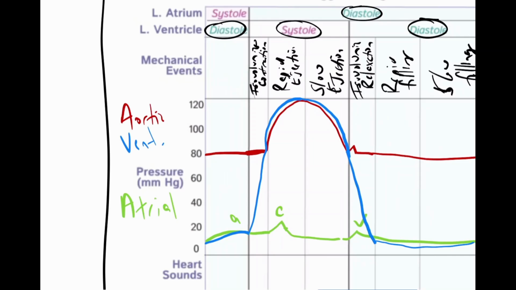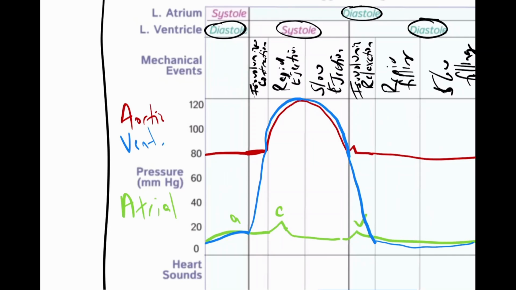So you can see where the ventricles, when they overcome the aortic pressure, the aortic valve opens. When the ventricular pressure is less than aortic pressure, the aortic valve closes. When the ventricular pressure is less than the atrial pressure, the mitral valve opens, allowing the ventricles to fill. When ventricular pressure rises above atrial pressure, the mitral valve closes, and now we're ready to start squeezing. It's a cycle. It goes over and over again.